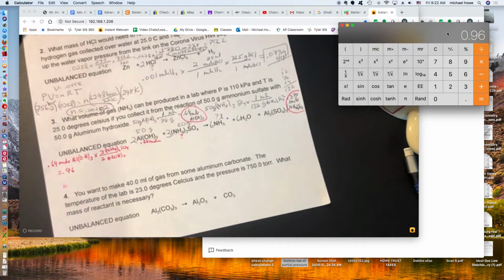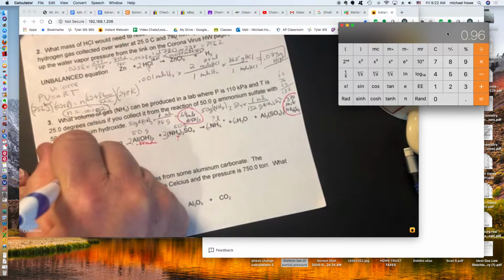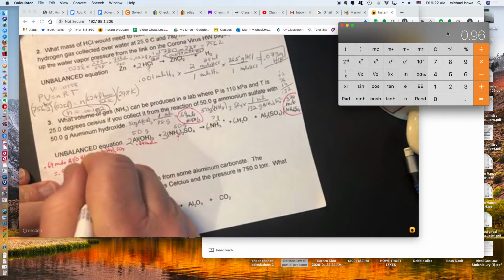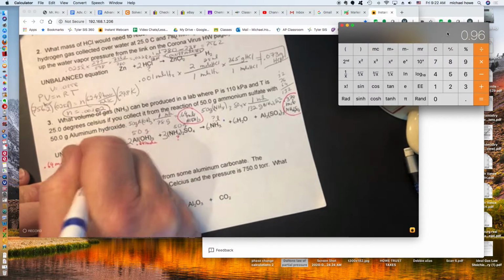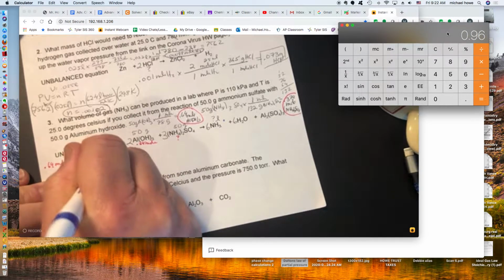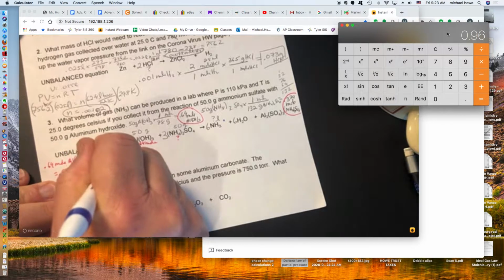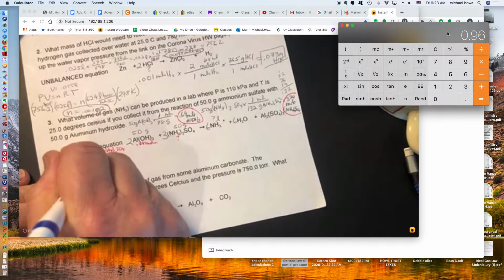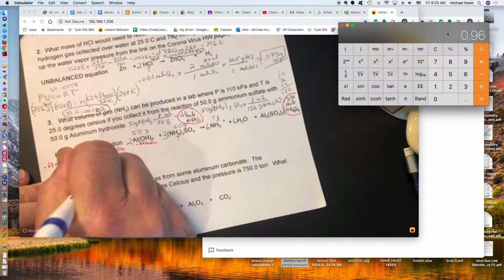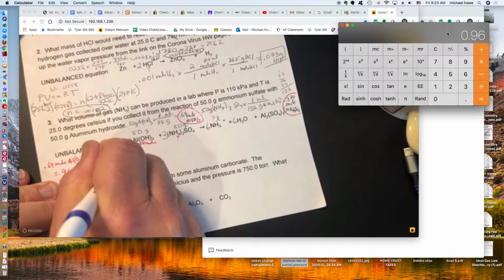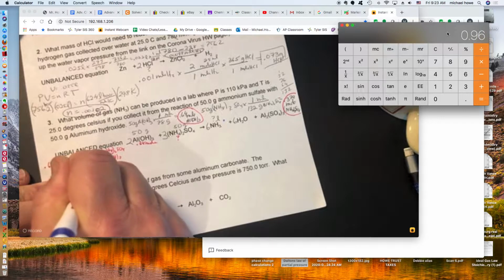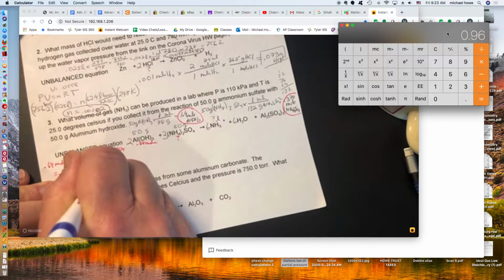Okay, so that 0.96 is the number of moles of NH4 ammonium sulfate needed to consume or use up the aluminum hydroxide.